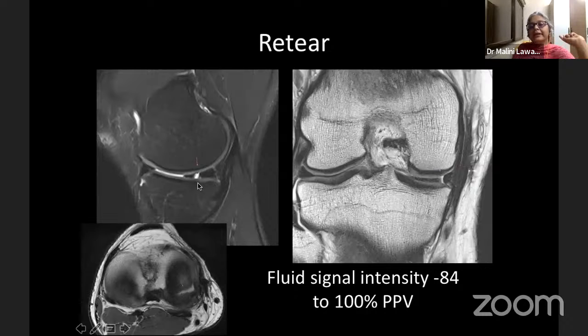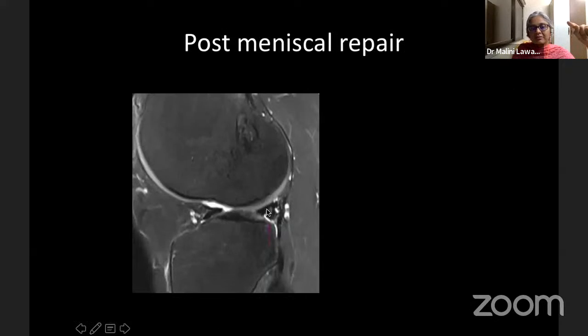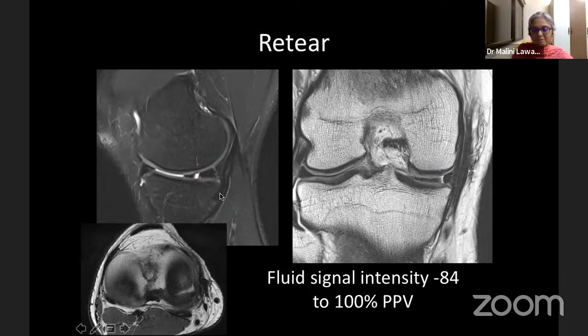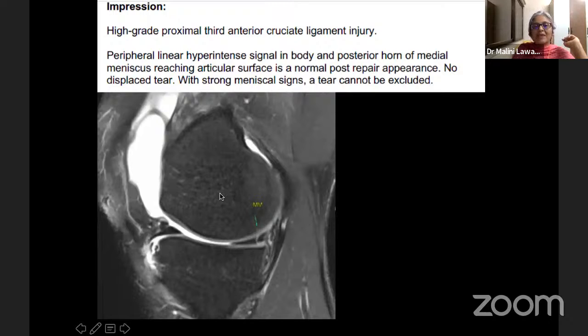This is clearly a re-tear. This patient had undergone meniscal surgery, and now you can clearly see fluid signal intensity. When you see clear fluid signal intensity, compare that with this inside the meniscus. This is not fluid signal intensity. So that helps. But as I said, that may not be seen every time.